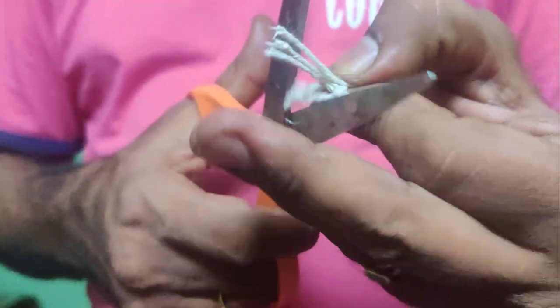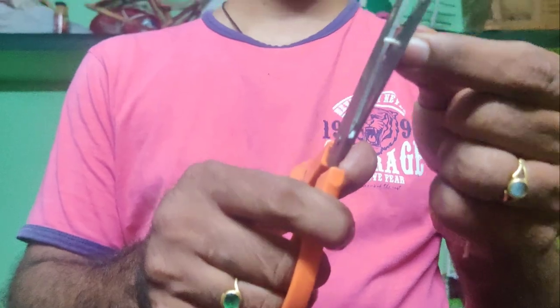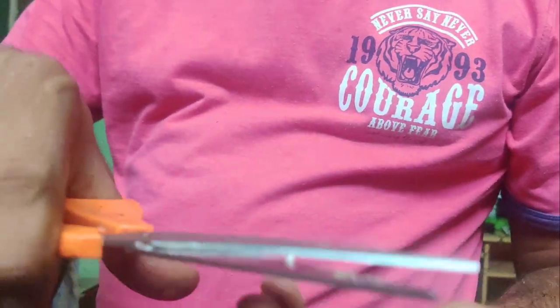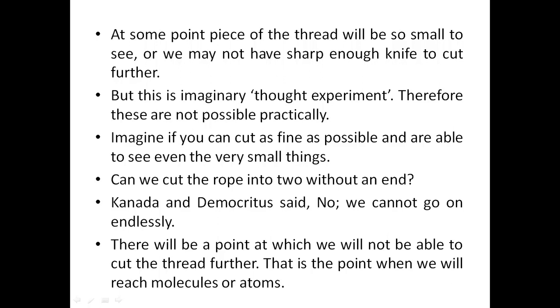Imagine if you could cut as fine as possible and were able to see even the very small things. Can we cut the thread into two without an end? Kanada and Democritus said no, we cannot go on endlessly. There will be a point at which we will not be able to cut the thread further. This is the point when we will reach molecules or atoms.